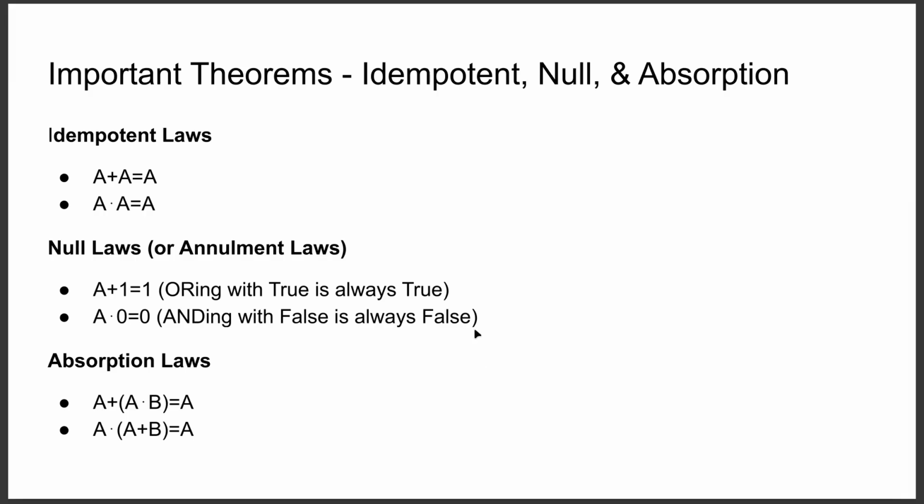Important theorems: idempotent, null, and absorption. Idempotent: A or A is equal to A, and A and A is equal to A. Null laws: A or 1 is equal to 1, and A and 0 is equal to 0. Absorption: A or (A and B) is equal to A, and A and (A or B) is equal to A.